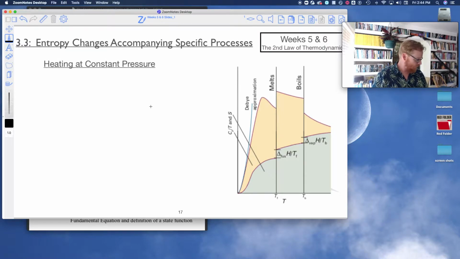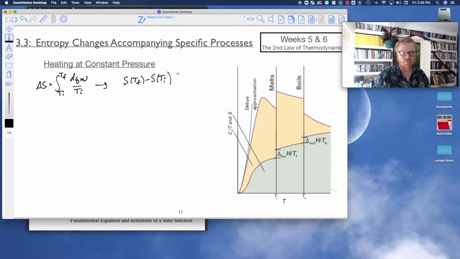So let's put this together, okay? Let's start by reminding you that delta S, from T initial to T final, from initial to final, is the integral of dq reversible over T. I'm going to expand that now: delta S is S T final minus S T initial. Now I'm going to write this as S T final equals S T initial, adding the initial term to the other side, plus integrating from initial to final conditions of dq reversible divided by T.